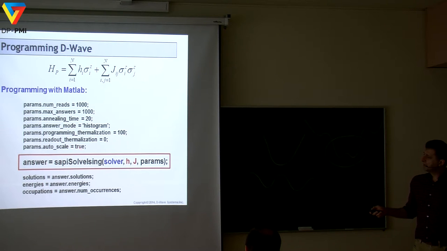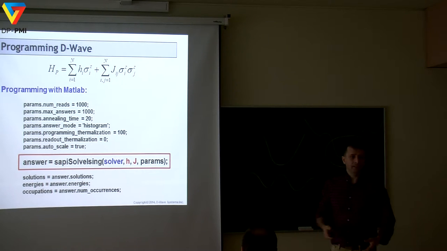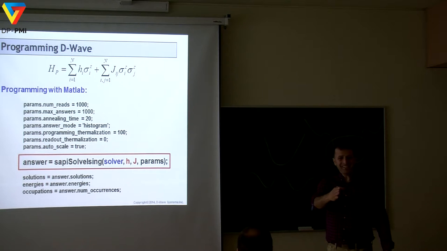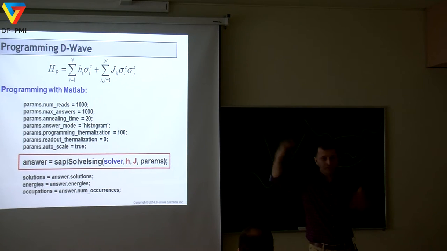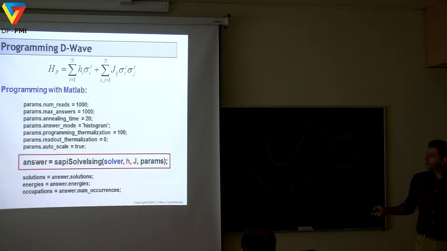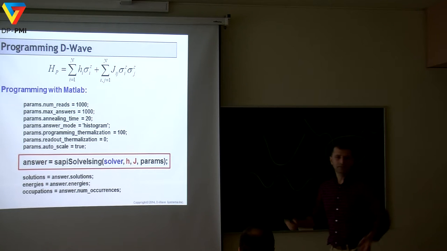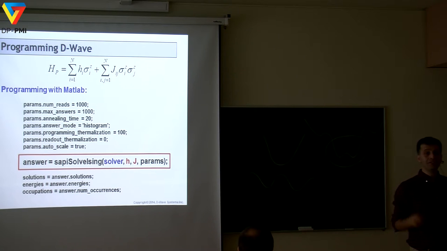And they also auto scale, because there is a limit how large you can choose H and J. If you choose it like 1,000, then the machine will blow up. So you either control your H and J or ask the machine to limit it to the maximum. If you choose auto scale, whatever you choose, the machine limits it to the maximum that is allowed. Once I do that, I get the solution. These are the solutions, these are the energies, and these are the occupations: how many times I got that solution. That's all. So as a user, you only need this line. So it's very easy for a theorist to become an experimentalist.